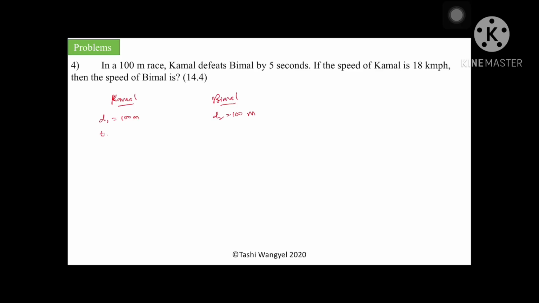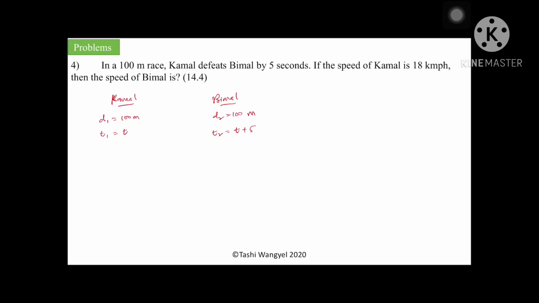Then we say Kamal's time is t. Bimal takes 5 seconds more than Kamal, so Kamal's time is t and Bimal's time is t plus 5, if Kamal's time is t.